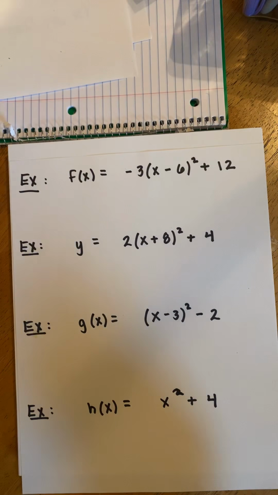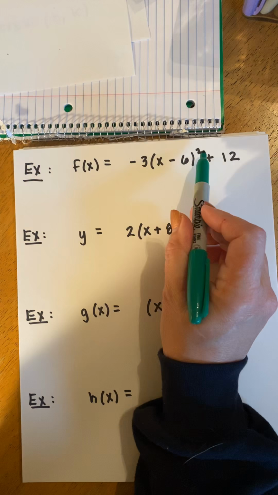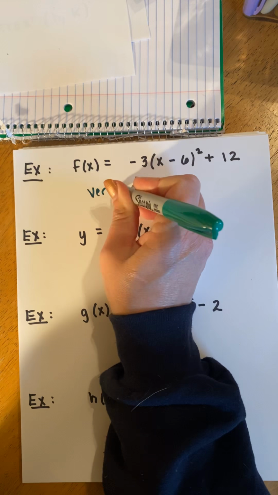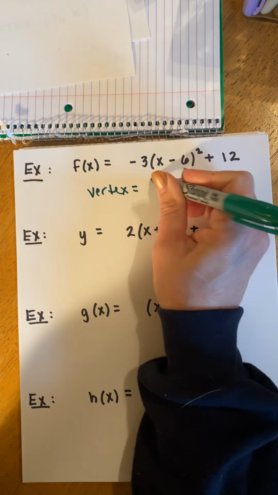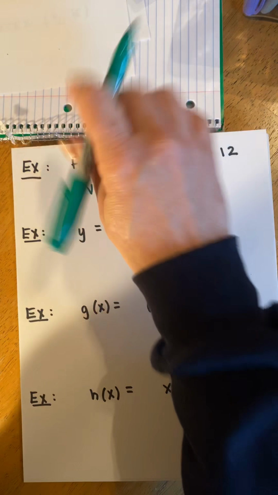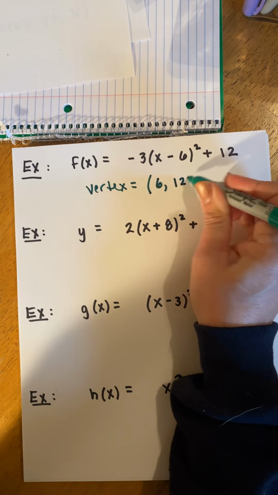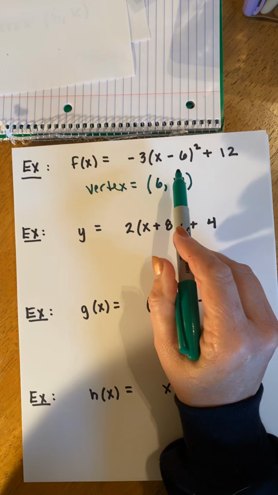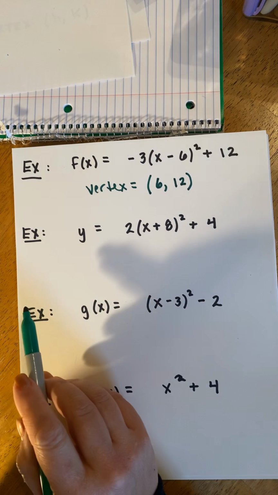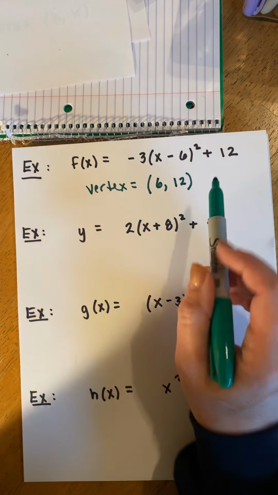So if we were given the equation f of x equals negative 3 times (x minus 6) quantity squared, plus 12, I would know immediately by looking at this that the vertex of this quadratic function would be the opposite of this. So if it's minus 6, it's going to be plus 6. And the same as this. So just looking at this, I know that the coordinates of the vertex would be positive 6, positive 12.